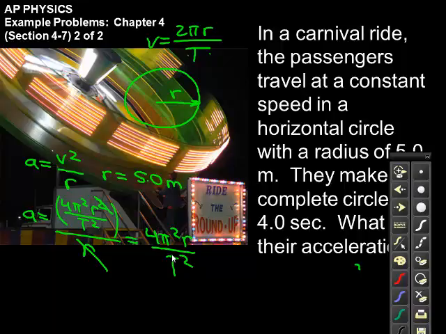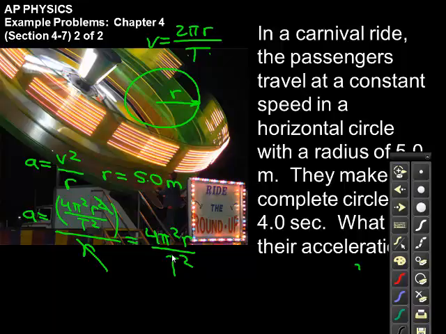What if they tell you it's 5 revolutions per second? How are you going to find capital T? It's 1/5 of a second. So you just take the reciprocal, right? If they tell you how many revolutions per second, you find the period by flipping. Frequency and period are the reciprocals of each other. Okay, so not too terrible.